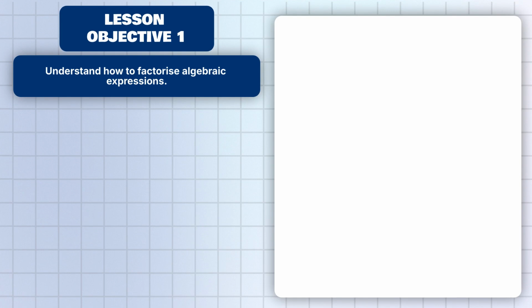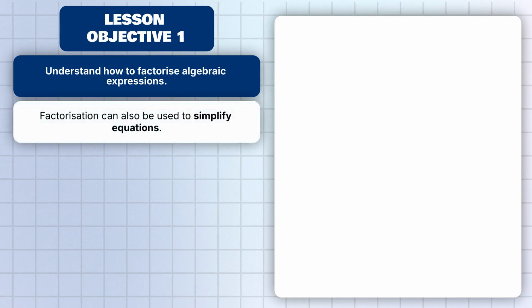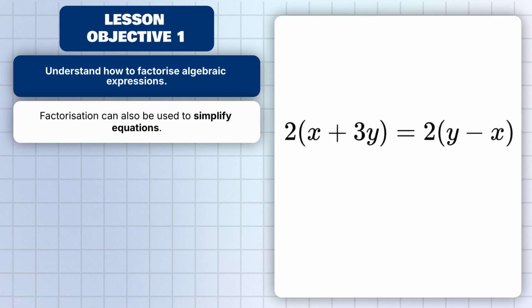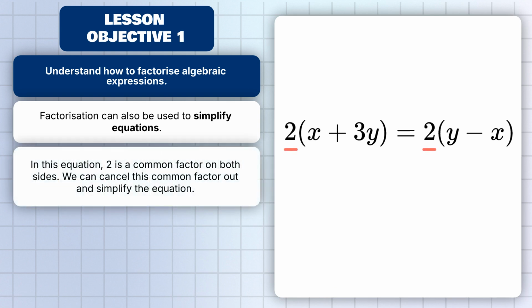If we use factorization with equations, we can simplify expressions even further. Consider the equation 2 brackets x plus 3y equals 2y minus x. By examining both sides, we notice that 2 is a common factor. We can cancel out the common factor, simplifying the equation to x plus 3y equals y minus x. This makes the expression neater and easier to handle.